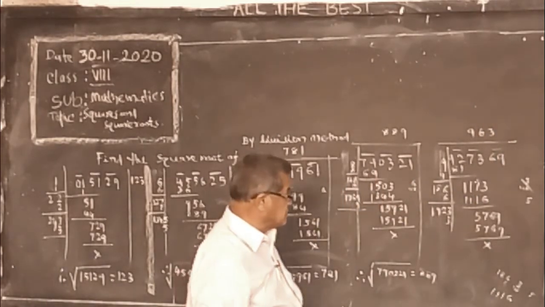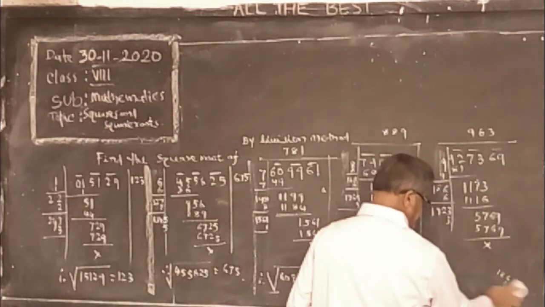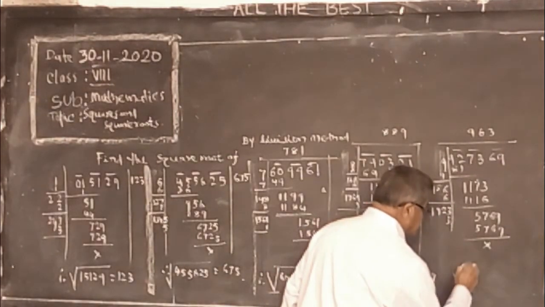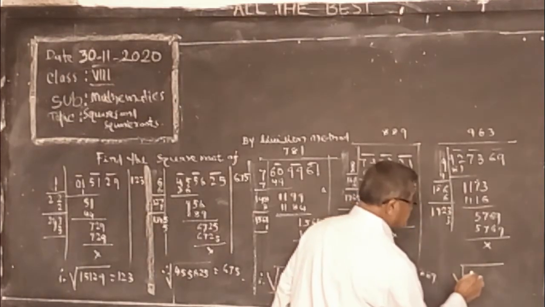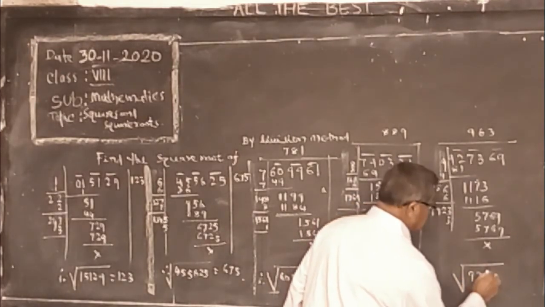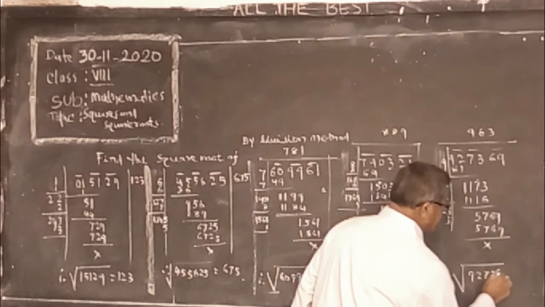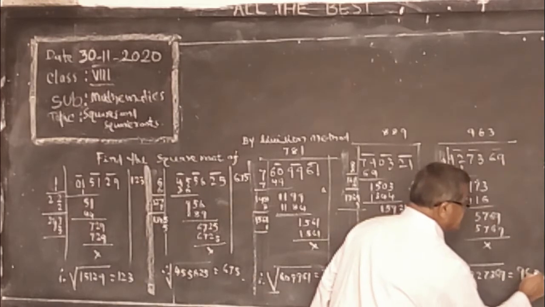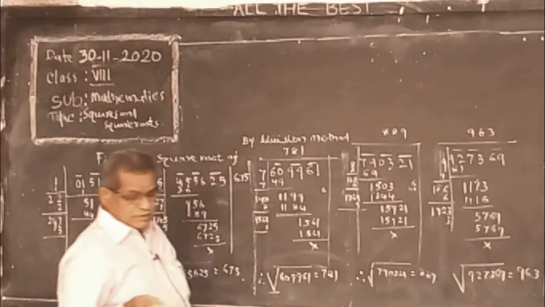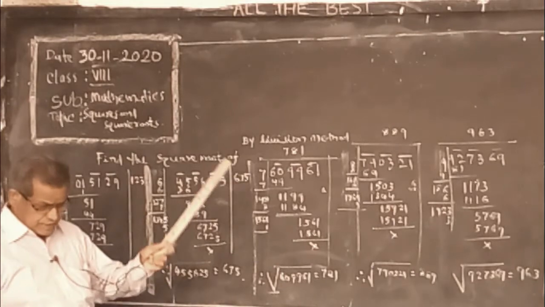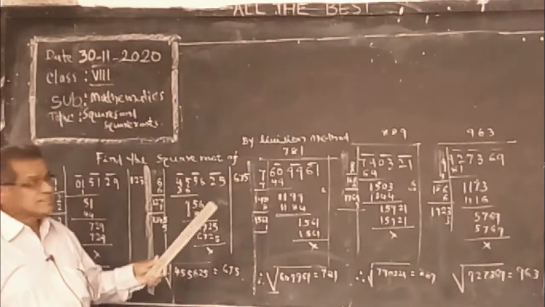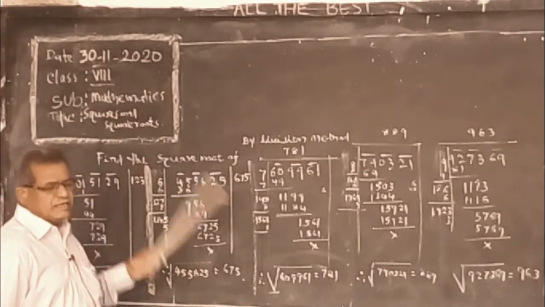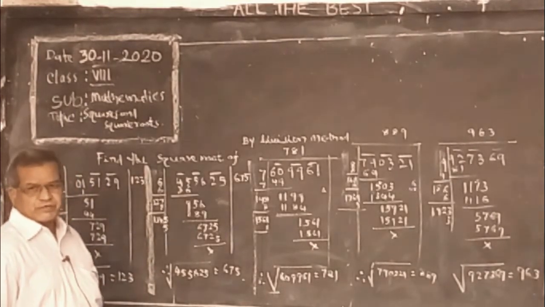Therefore square root is 963. Therefore square root of 927369 is equal to 963. Okay. So this is the method of finding square root for 5 digits or 6 digits. So we can do it for any number of digits if it is a perfect square.